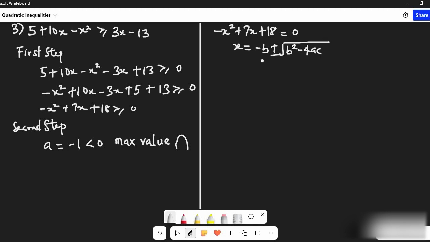Remember, you can also use the factorization method, whichever one you like. I'm just going to use the quadratic formula here because I have used the factorization method in the first example. Now, from the quadratic function, we have that a equals minus 1, b equals 7, and c equals 18.